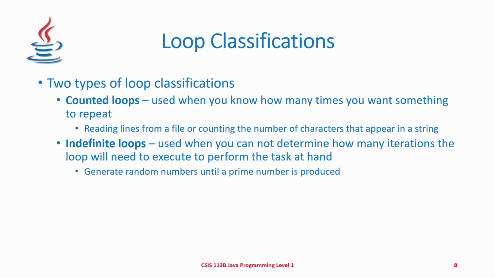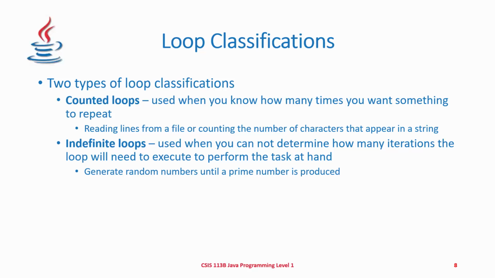Loops fall into two types of classifications. We have counted loops, used when we want to know how many times that we want something to repeat. So that generally we're reading the lines from a file or counting the number of characters that appear in a string, just as a couple of examples.